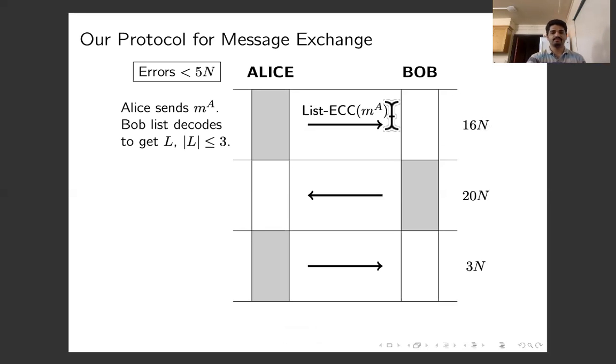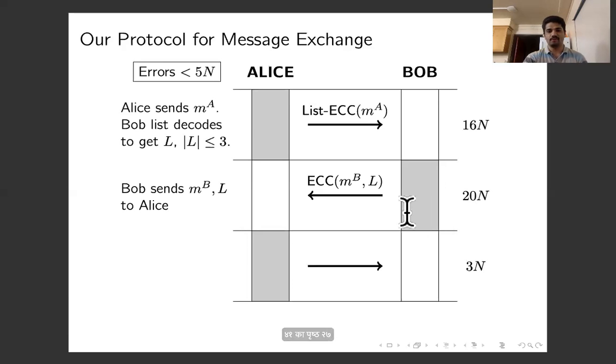In the first phase, Alice sends her input MA using a list decodable error correcting code to Bob. And this list decodable error correcting code, like I said, allows Bob to compute a small list of values. In this case, it will be a list of size 3 that will contain MA. So after this phase, we know that Bob has a list L. L has at most 3 elements, and one of them is MA. Okay, let's go to the second phase.